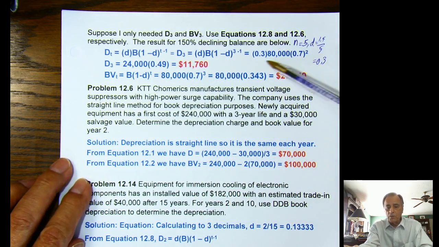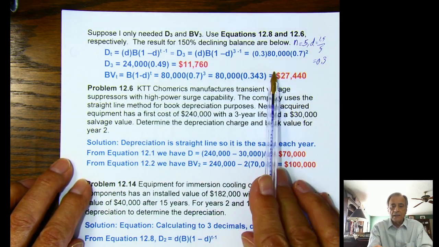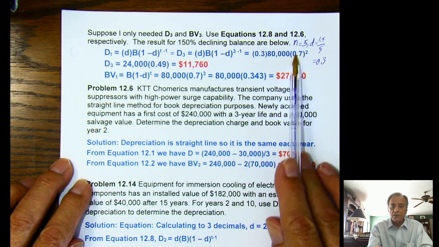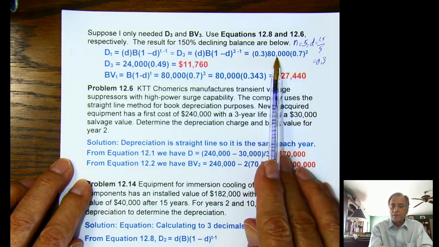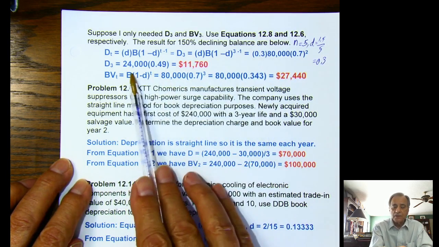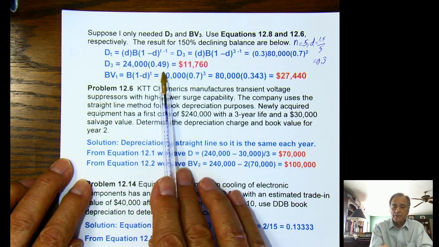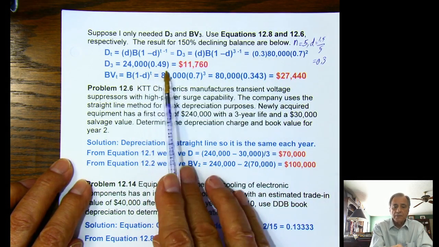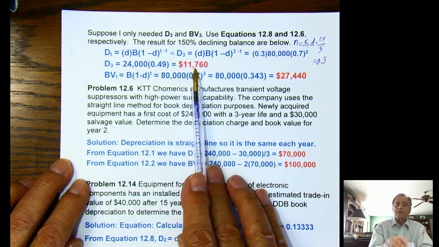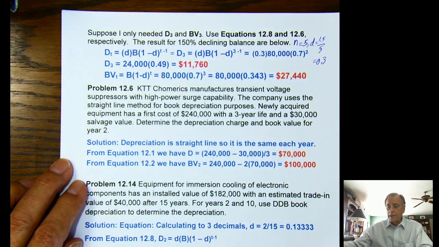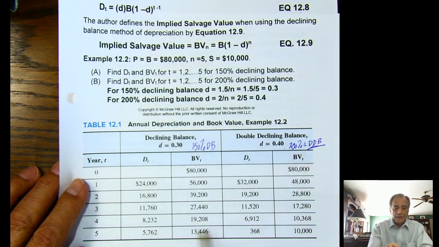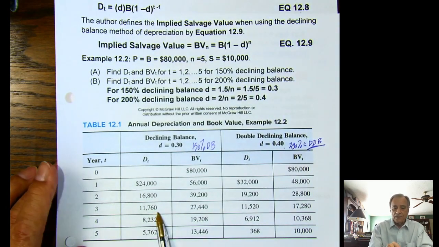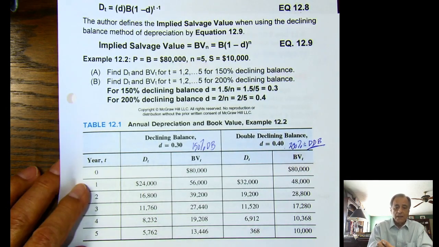So once we crank through this equation, you can see that 0.7 squared is 0.49, and 0.3 times 80,000 is 24,000. That's the product of that, times 0.49. We get 11,760, and of course we can double check it back here. 11,760 is D sub 3.